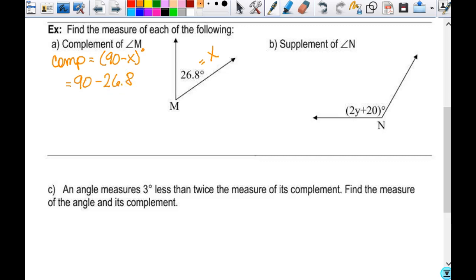Okay, so let's do this in a logical fashion. What's 90 minus 20? 70. So we're at 70 now. Now what's 70 minus 6? 64. And then 64 minus 0.8? 63.2. You see how you do it in pieces? You don't have to borrow and carry and mess things up, or do it in your head and give me 64.2, which is the most common wrong answer. So here the complement that we're looking for is equal to 63.2 degrees.